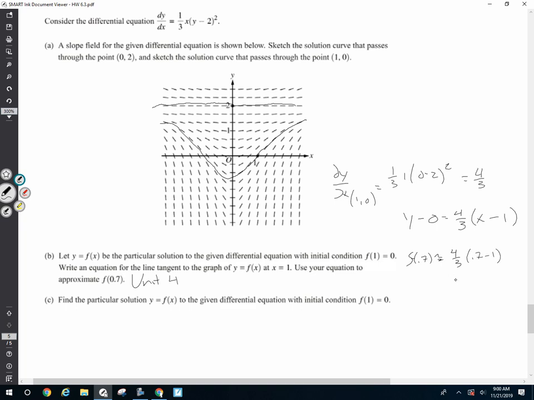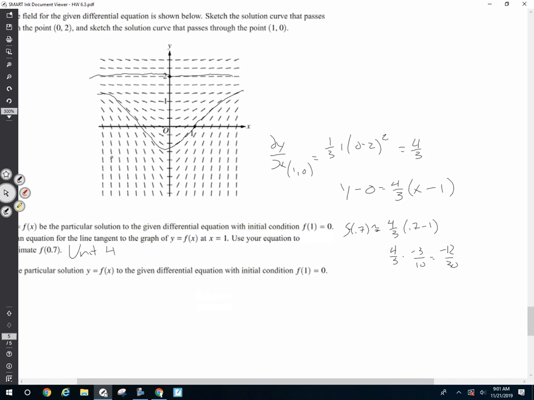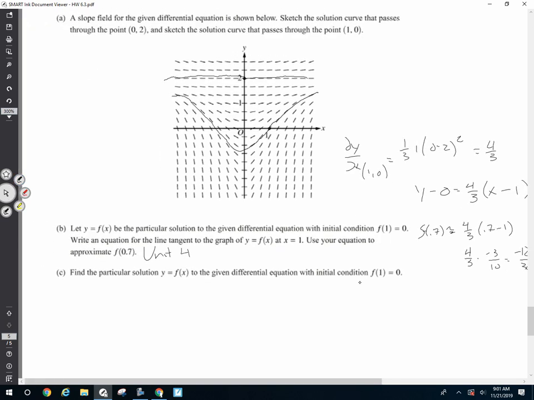It's frustrating that they did that, but they do that often. They make you do some arithmetic. I'll say this is 4/3 times negative 3/10. It's 0.3, but whatever. It's negative 12/30, or that could be negative 2 over 5. So negative 6/15.